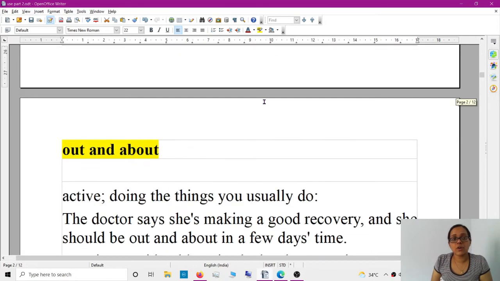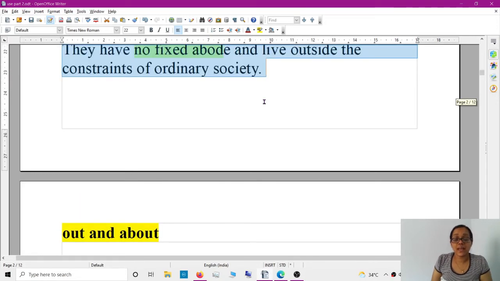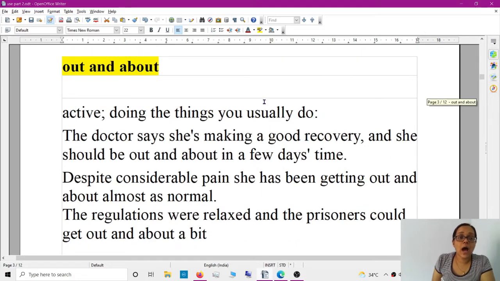So far we learned abeyance and no fixed abode. Now, out and about. The next one is out and about, which means active. Being out and doing the thing you usually do is known as out and about.